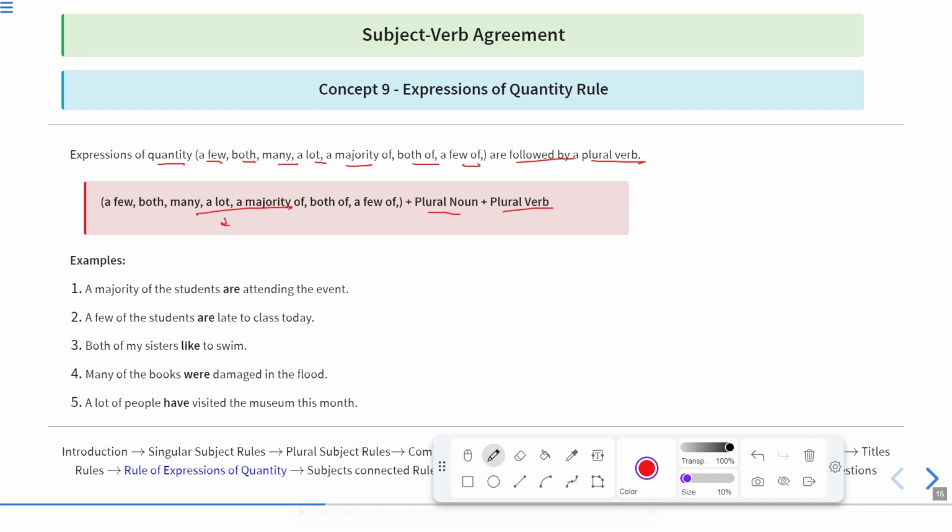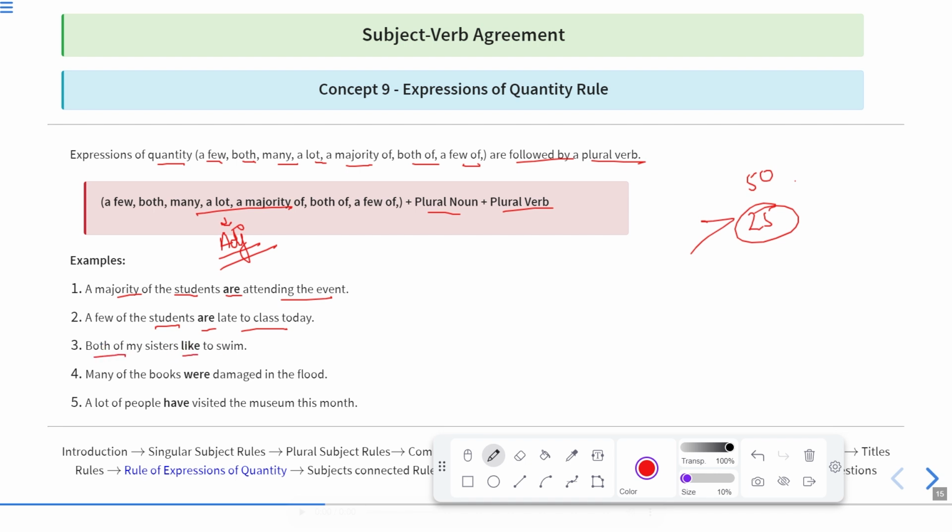Now, all these are adjectives. That is why they should be followed by plural nouns only. A majority of the students are attending the event. Suppose there are 50 students in the class, and a majority of them can be a larger part of it. It means more than 20. So when we talk about a majority of them, it means a larger part of these. A few of the students are late to class today. So a few of the students means some students are late to class today.